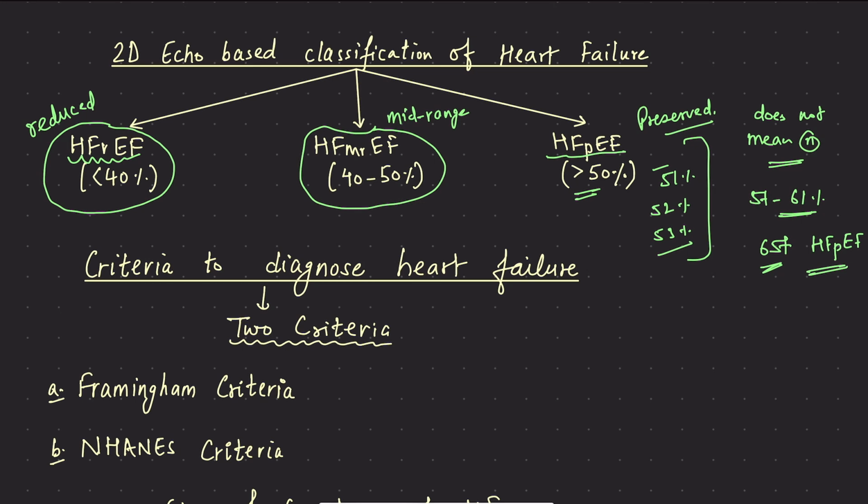Reduced means less than 40% ejection fraction. Mid-range means 40 to 50% ejection fraction. And preserved means more than 50%. So these are three kinds of heart failure which can be found, and we can classify them according to the echo report.